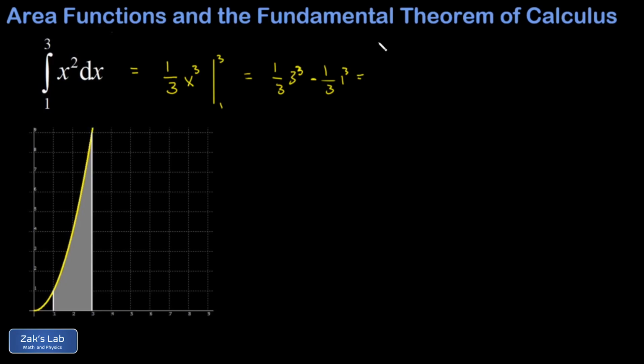And this first term gives me 27/3, which is 9. Second term gives me 1/3. Getting a common denominator, 9 is 27/3. And when I subtract 1/3 from that, I get 26/3. And there's our exact area bounded by the curve.